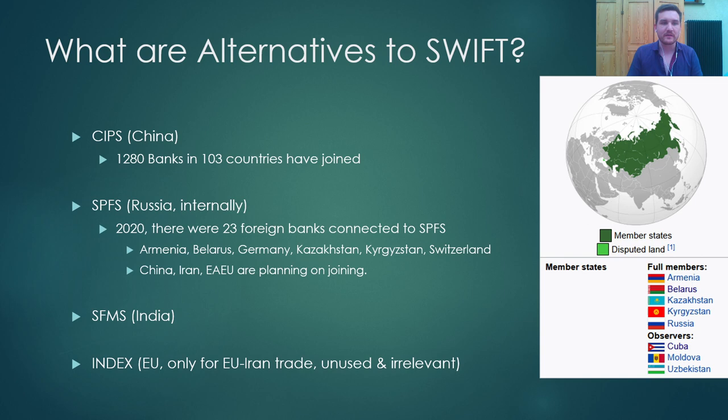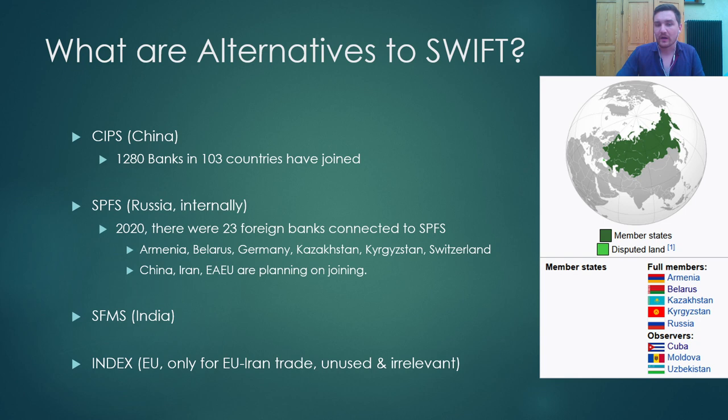There's the Russian version, SPFS, which has been used internally, but there are a lot of foreign banks connected to this Russian SWIFT, so to say: Armenia, Belarus, Germany, Kazakhstan, Kyrgyzstan, Switzerland. And China and Iran are actually planning now to join this SWIFT alternative. And the member states of the Eurasian Union, which can be seen on the right here, meaning Armenia, Belarus, Kazakhstan, Kyrgyzstan, and even Cuba, Moldova, and Uzbekistan, are also planning on joining this alternative.